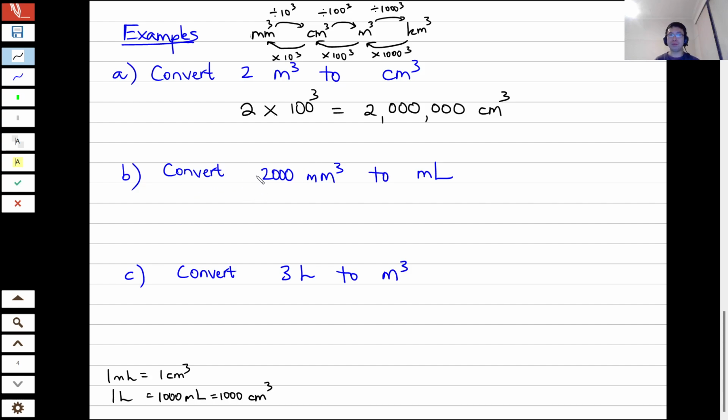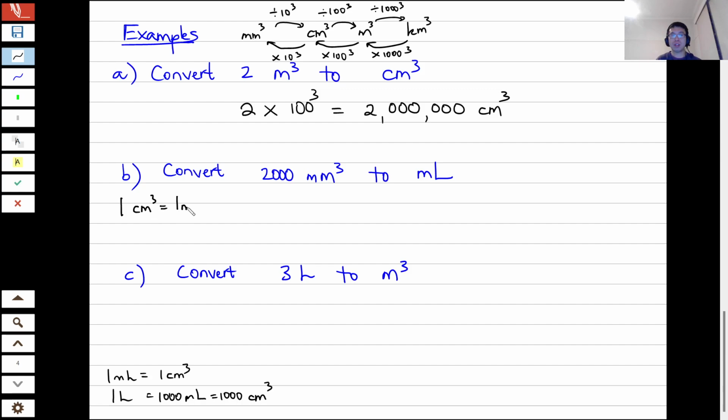Second example. This time I want to go from cubic millimeters to mils. The way I'm going to do this is to start by going from cubic millimeters to cubic centimeters. Because I know that 1 mil and 1 cubic centimeter are the same. So once I've got it in centimeters cubed, I can just replace that with mils.